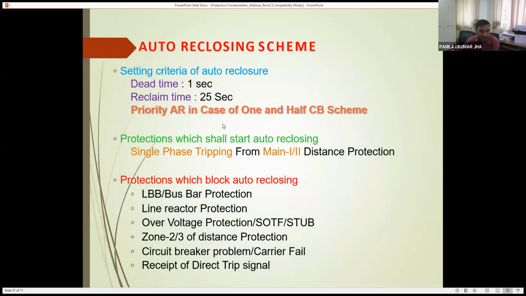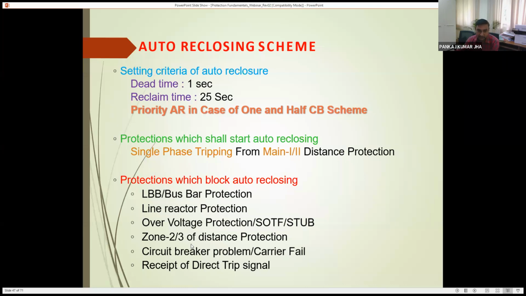We are using priority AR in case of 1.5 CB scheme. And what is this priority AR? The priority AR is basically if there is a fault on your transmission line having 1.5 breaker scheme, then both main and tie circuit breaker will open first. Then after a time delay of 1 second, only the main breaker will close, and then after a further time delay of 1 second, your tie breaker should close. So if there is a permanent fault on the transmission line, you will save one operation of the tie circuit breaker.